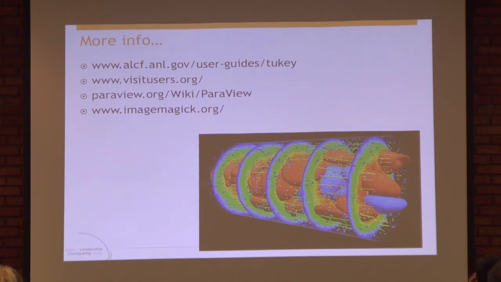And then here are a few pointers for some more information about some of the stuff that I talked about, and some of the stuff we'll hear a bit later. The Tukey guide, again, Tukey is our Viz resource, and there's some information on that page about some of the stuff I talked about, how to use some of the different tools. VisIt and ParaView each have their own user sites and wiki pages that are good resources for information. There's the link to ImageMagick, which is also pretty powerful for tying some of this stuff together.